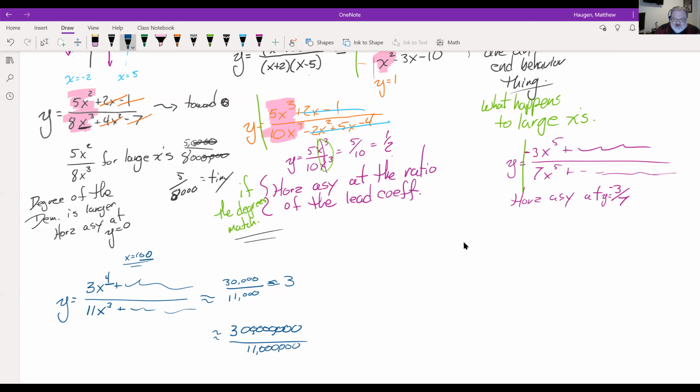So 300 million over 11 million is 300 elevenths, and 300 elevenths is about 30. And the larger the value for x, the larger this is going to get. Now, it's not a crazy large value. That's because this is only 1 degree higher. But imagine if that was x squared instead. That would have been over 110, which would have made that 3 a lot larger. This would have been 300 million over 11,000, which would have been a very large number.